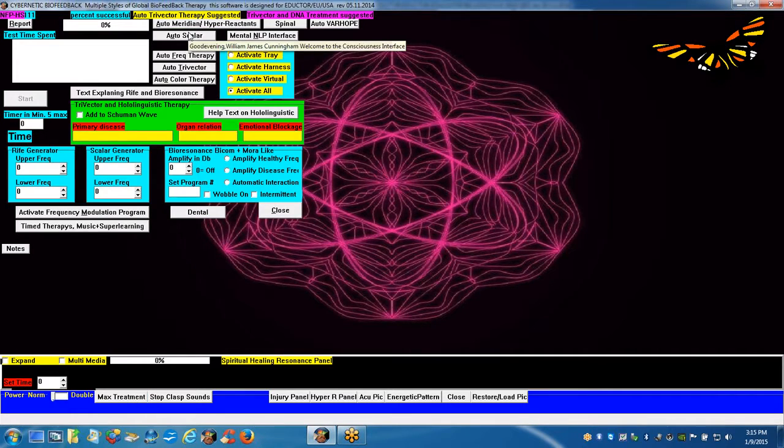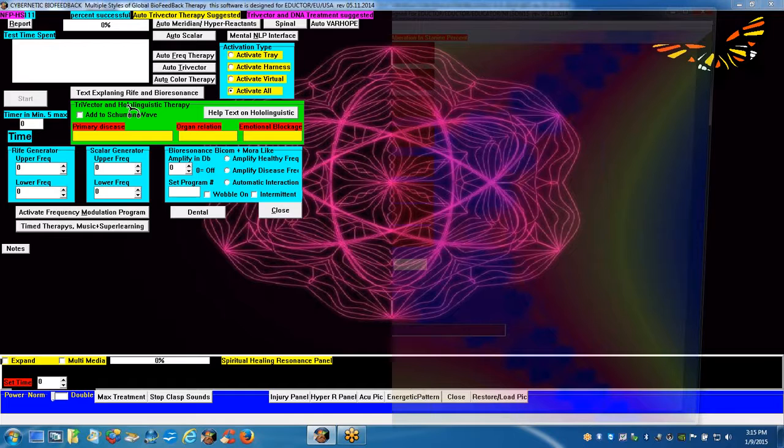However, there's all kinds of them in here. There's scalar therapy, there's Rife frequency, the trivector, there's automatic meridian therapy, there's spinal therapy, all kinds of stuff in here. There's time therapies. Check this out. There's 24 different time therapies here. And again now, notice here, start autodigestive system therapy.